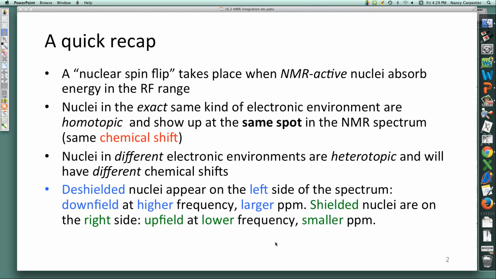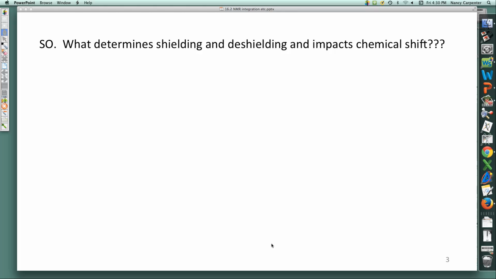If they're deshielded, they are exposed to the full brunt of the external magnetic field, and they show up on the left side of the spectrum. Downfield, basically it's a higher frequency, larger chemical shift. If they're shielded, protected from that brutal external magnetic field, they are upfield. They show up at a lower frequency, smaller part per million chemical shift, and on the right side.